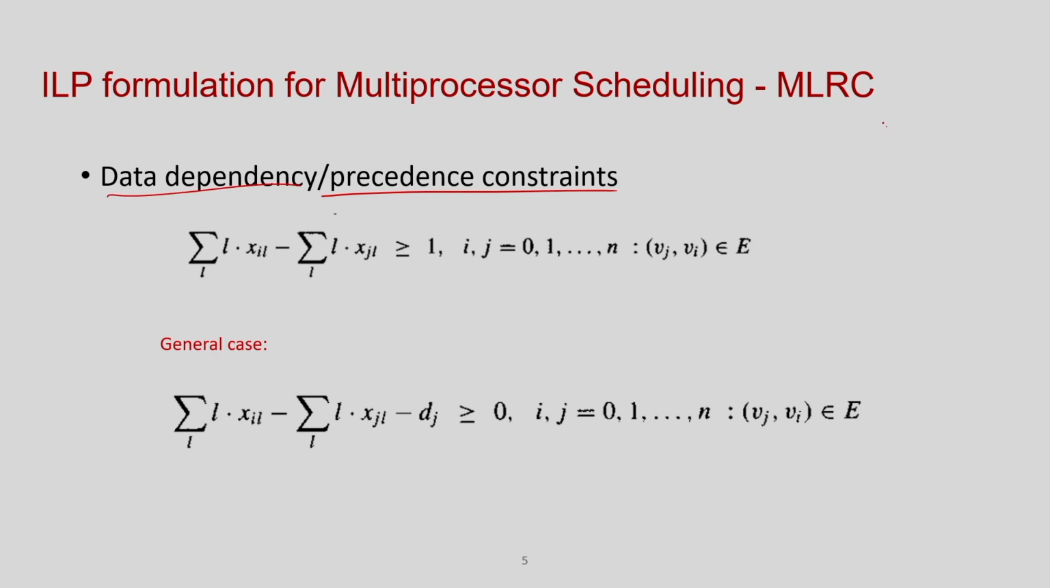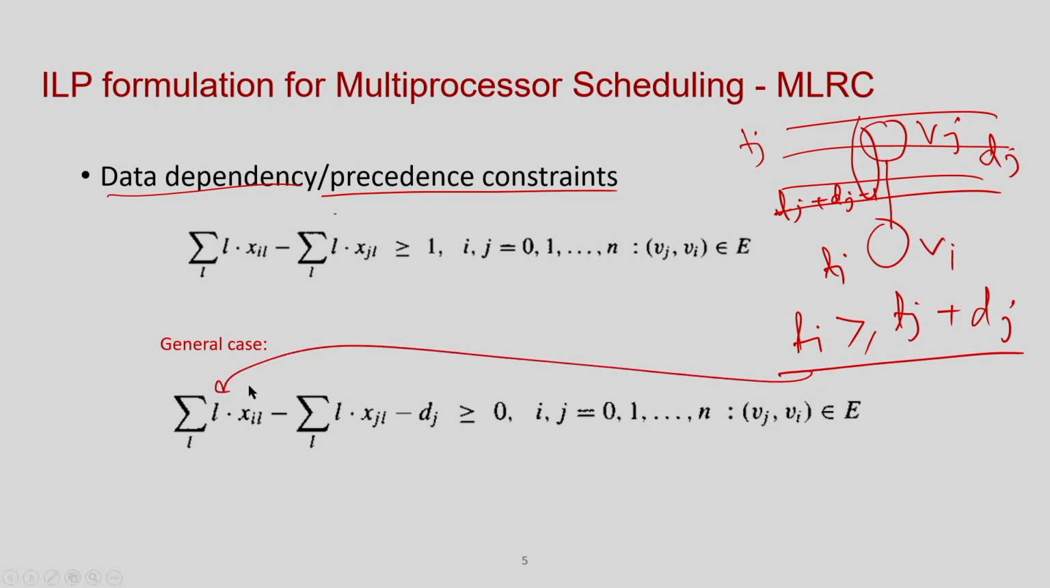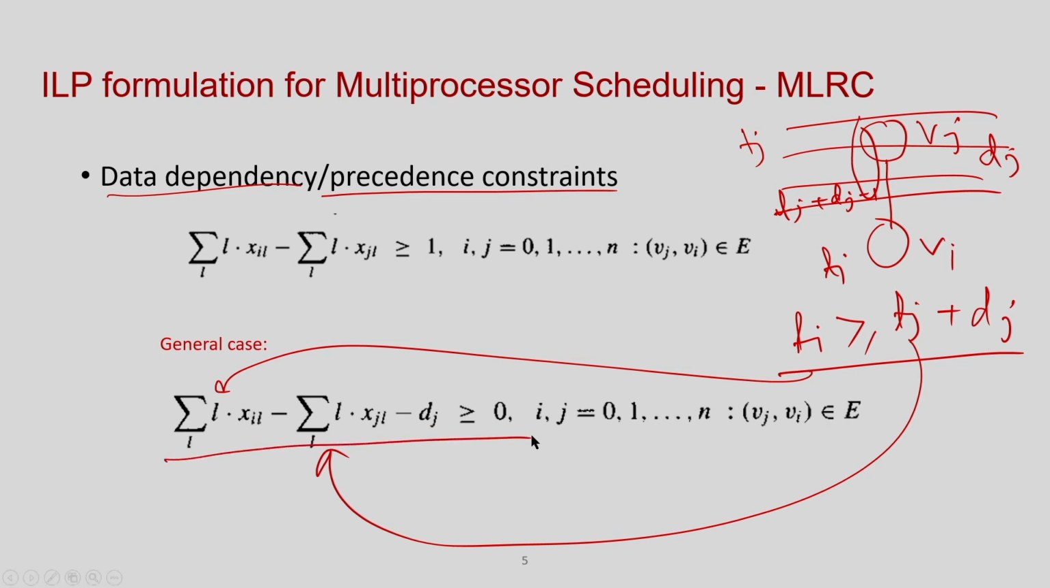So, next one was the precedence constraint or data dependency. If you remember, if there is an edge from Vj to Vi and this node has a delay of Dj, then if this is scheduled at Tj, it will take till Tj plus Dj minus 1, so it will execute in these time steps. So, the time step Ti must be greater than or equal to Tj plus Dj, right, that we have understood, and we can represent this Ti by this and Tj by this, because I have to represent everything in terms of Xij, Xil, so I just rewrite this expression like this, in the general case.